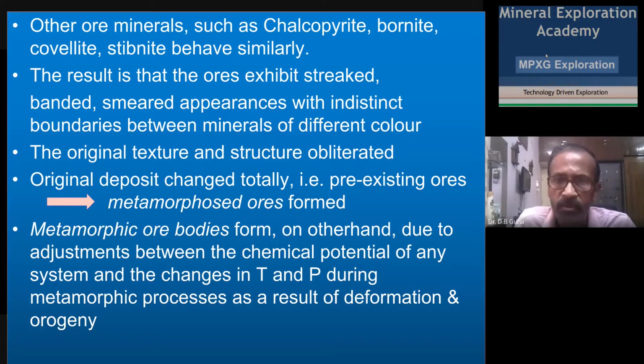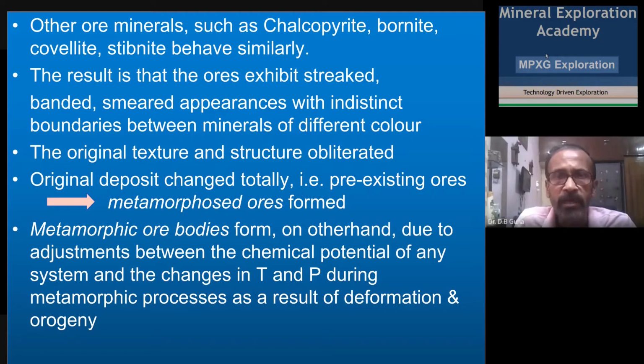Metamorphic is the one which actually comes from the mineral formed due to the scavenging of the metal from the rock itself due to the excessive fluid generated during metamorphism. And so metamorphic ore bodies, on the other hand, form due to adjustment between the chemical potential of any system and the changes in the temperature and pressure during metamorphic process as a result of deformation and orogeny. That means during the orogeny, fluid generated in a high quantity actually scavenges the metals and deposits them into the rock type itself. Examples are of gold and copper deposition very much so.